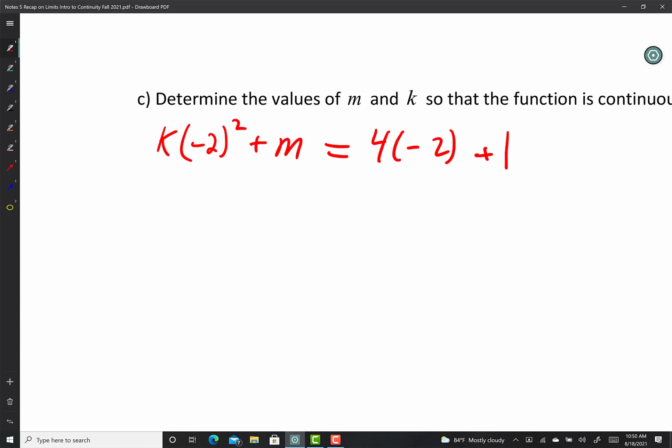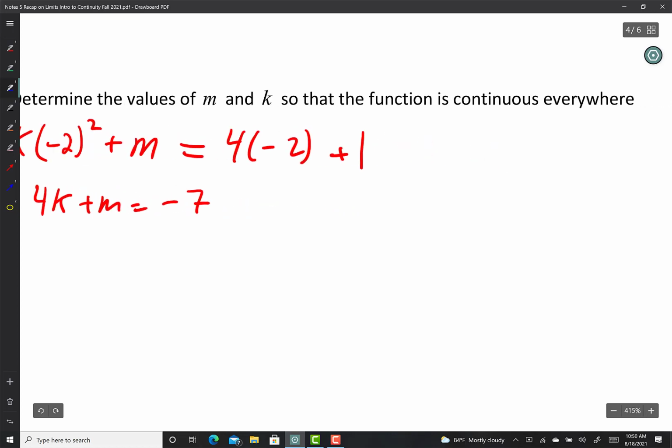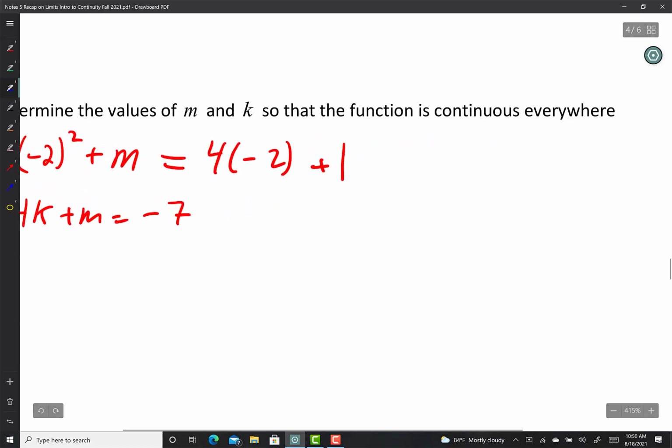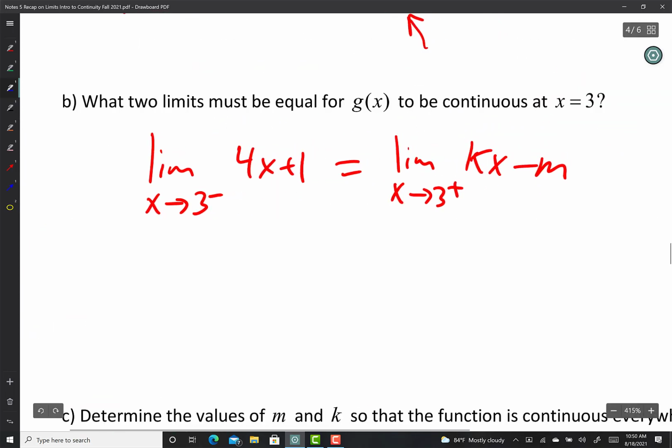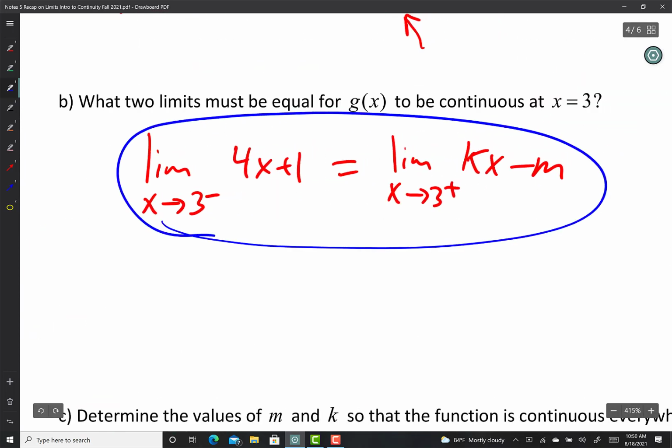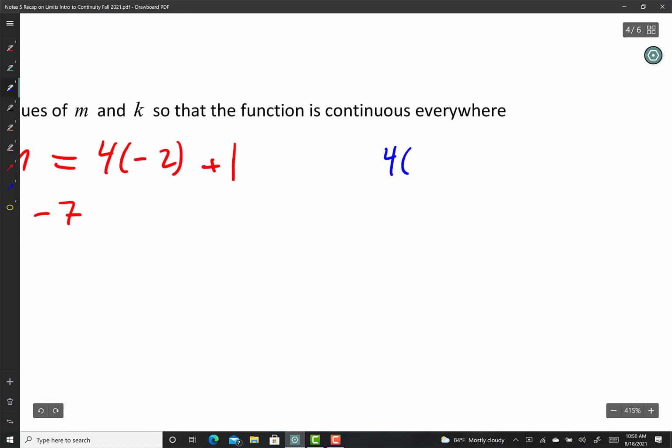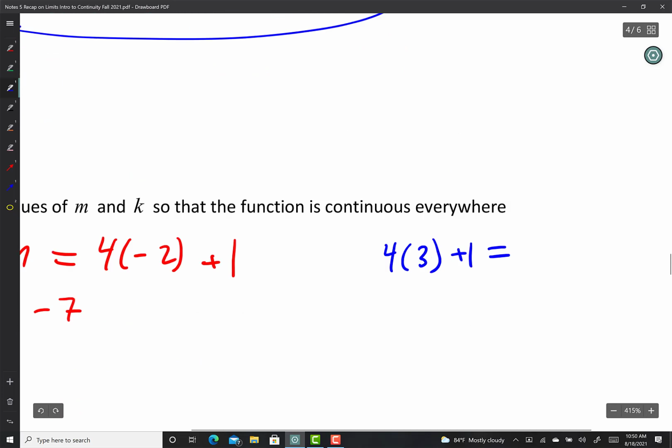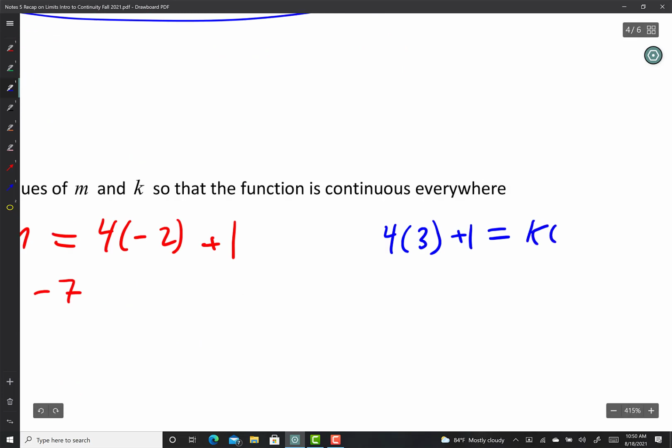Are we okay so far? All right, negative 2 squared is? So 4k plus m better equal, what's 4 times negative 2, plus 1. So there's my equation 1. Now let me do equation 2. Equation 2 is at what x value? At 3. So I'm evaluating my limits at 3, guys. So here we go. 4 times 3 plus 1, and that better equal what? k times 3 minus m.